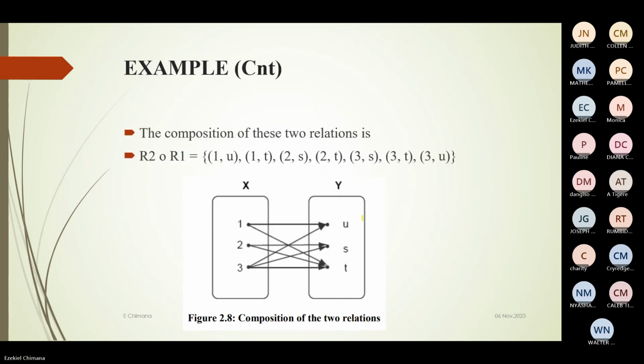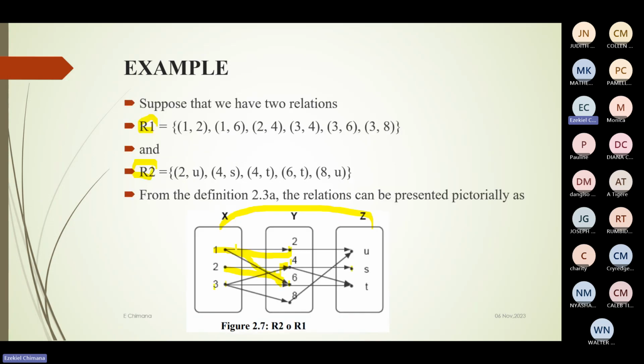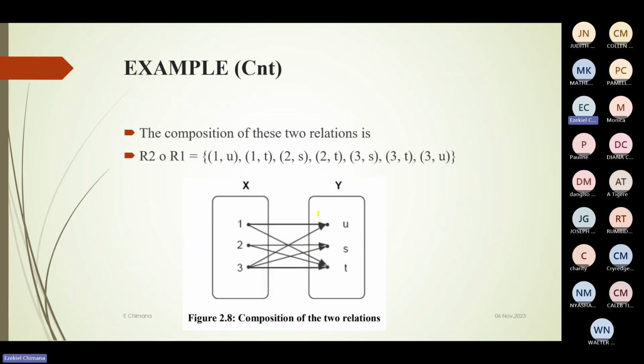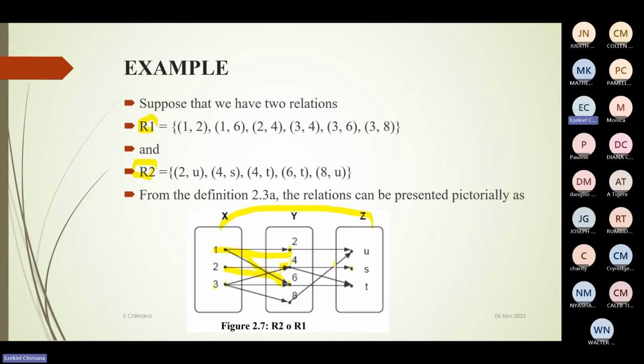So these will be the results that we come up with after the composition of these two relations. We're going to have 1U. This 1U is coming from 1, 2, then to U. So we have this 1U, and then we have this 1T as well. 1T is through 6 and then to T.